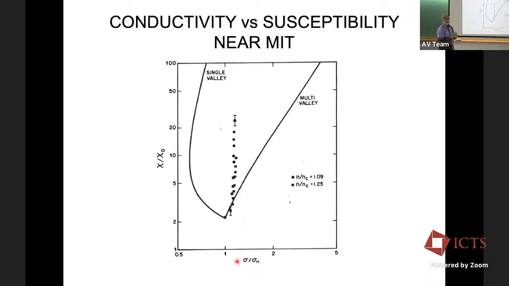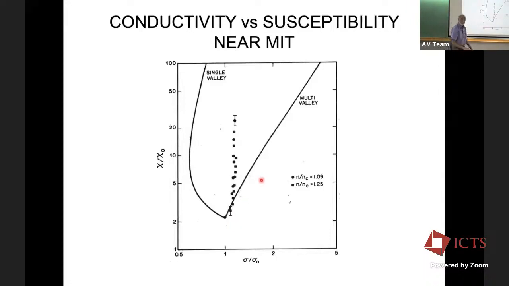To me, the most interesting plot is this one, which is plotting the susceptibility enhancement not as a function of gamma, but as a function of conductivity enhancement compared to Boltzmann, okay? And what you find is that this curve is literally experimentally vertical, which is saying that whatever is causing the susceptibility enhancement is doing nothing to the conductivity. And that's why the two fluid model works so well, because the conductivity is all determined by the itinerant electrons, and the magnetism is mostly at low temperatures determined by the localized spins.